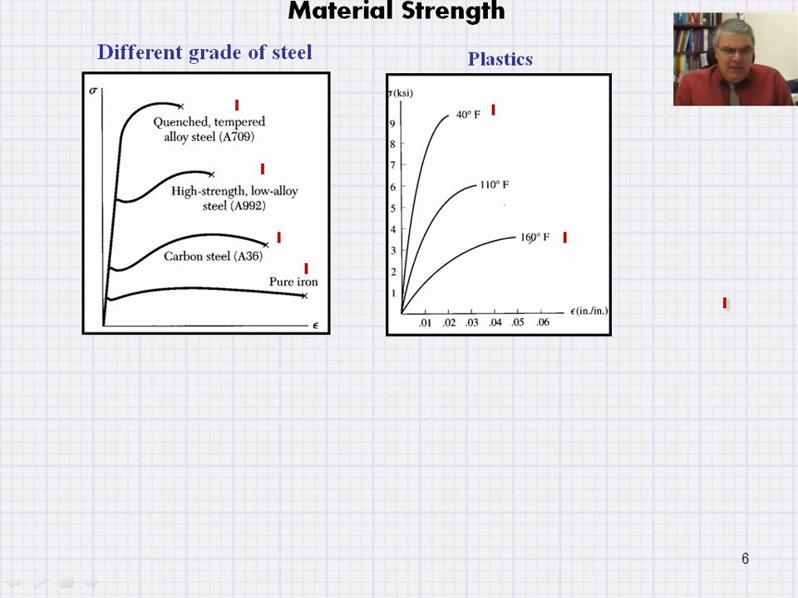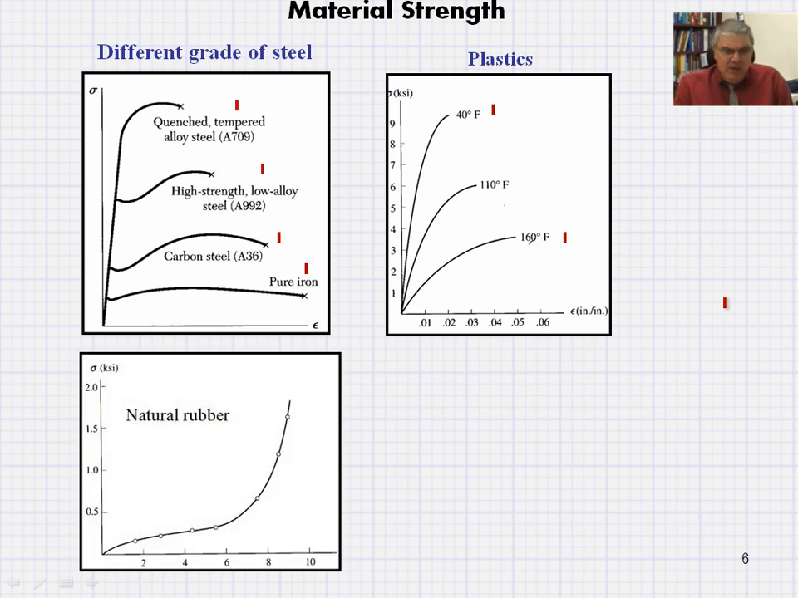So again, picking the right material is really an art, and sometimes with some trial and error, one should be able to pick the right material for the design. Natural rubber also is an interesting material. The strength is not much, but its strain is very high.